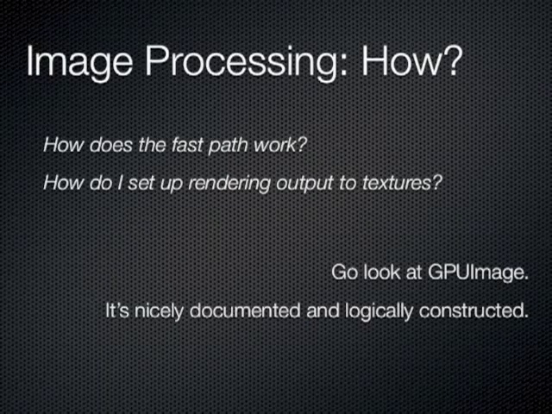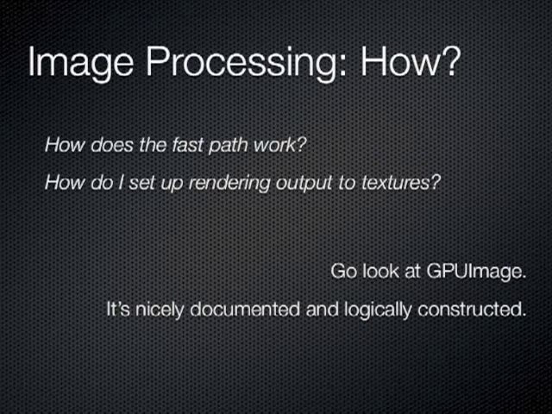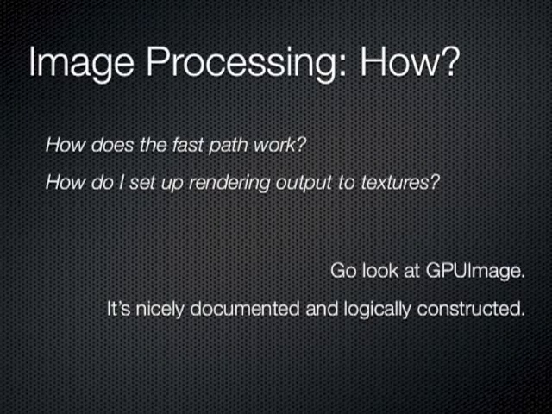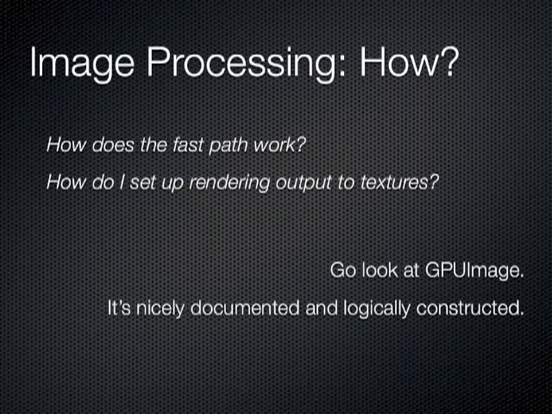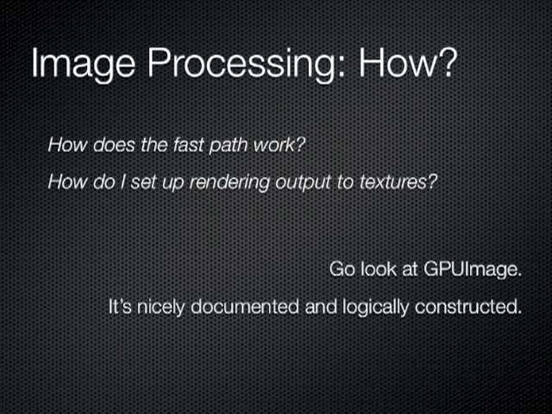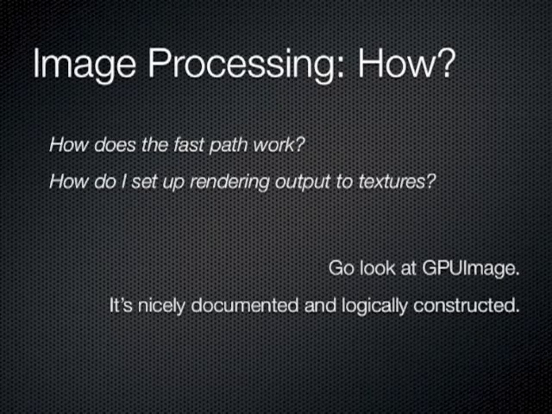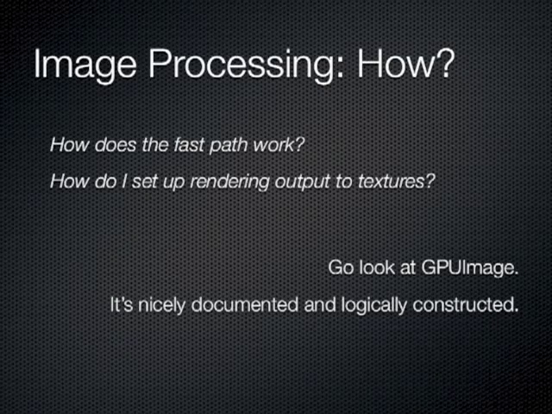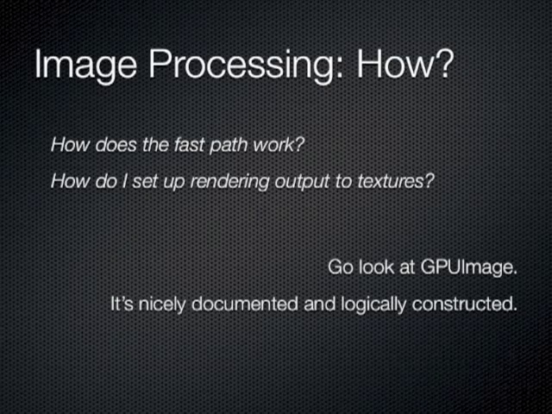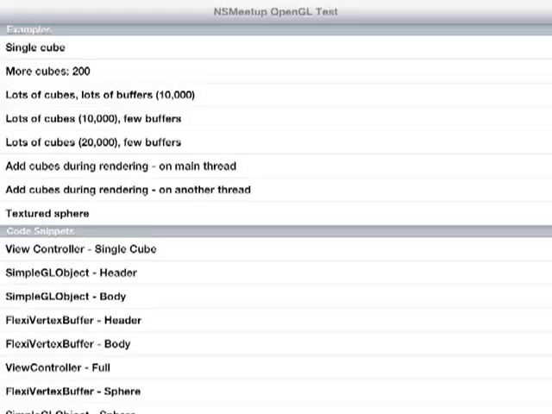So I glossed over a lot of the details there. How does the fast path from out of the camera work, for example? How do you set up rendering output to textures? And I'm going to just gloss over those. I recommend going to look at GPUImage, that library, to see how they did it. It's pretty nicely documented, and it's pretty logically constructed. When I need to do that sort of thing myself, I usually just go look at how they set it up.